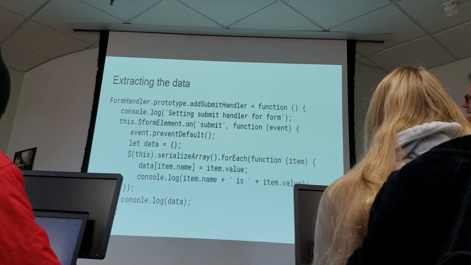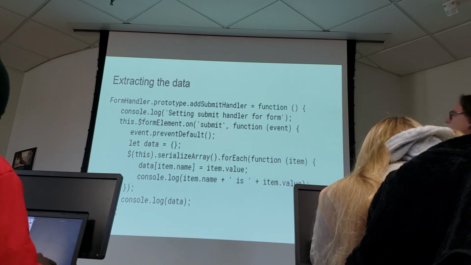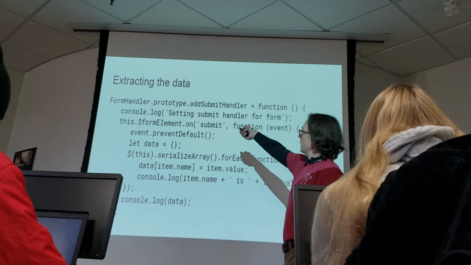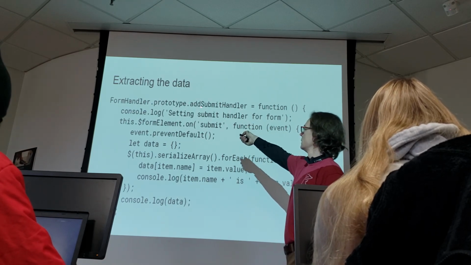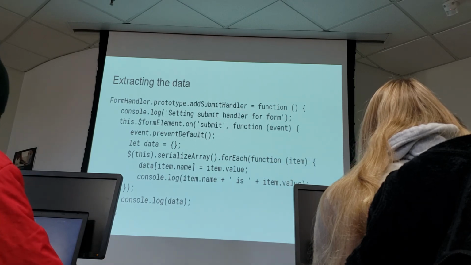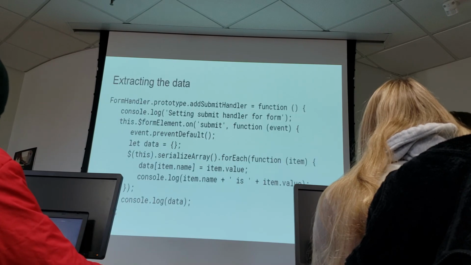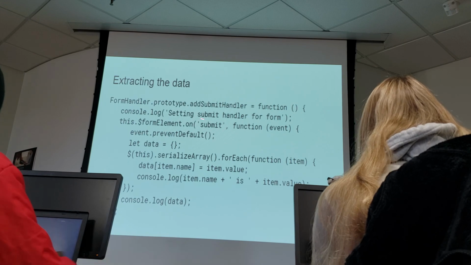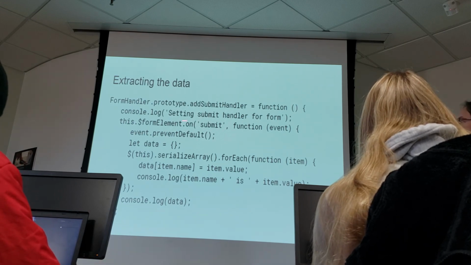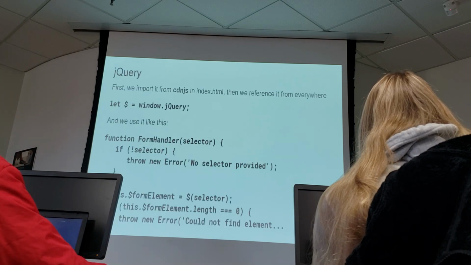I should have left the coloring in instead of just pasting it. So this right here, add submit handler, is our add click event. We want to have a form handler here, so this is how we're going to add it. We're going to submit, this is just a print statement, setting the submit handler. This form element is what we got right here. The form is the form you're filling out.